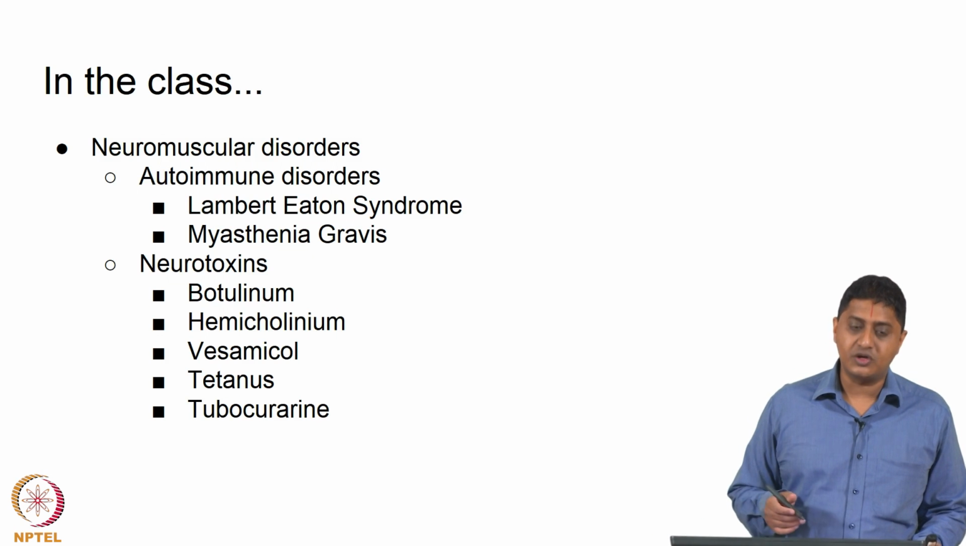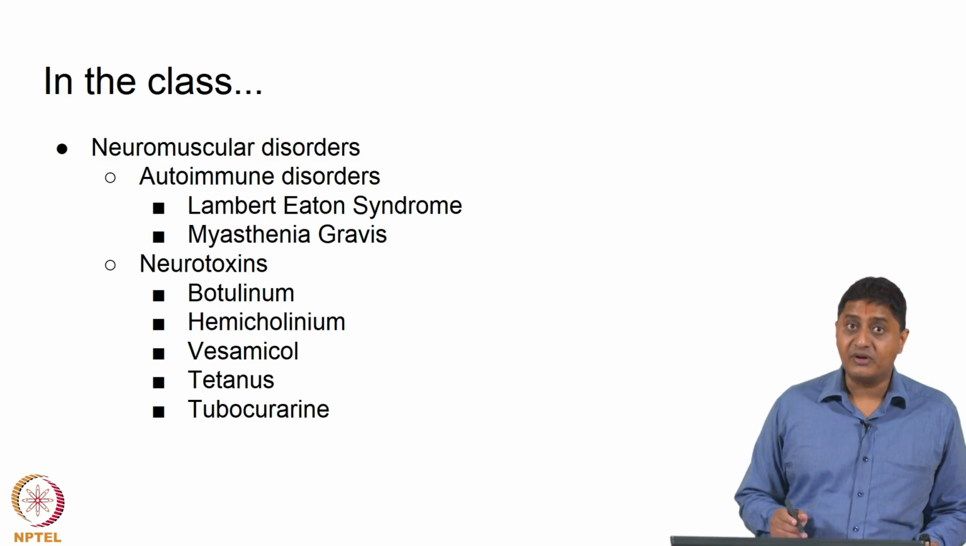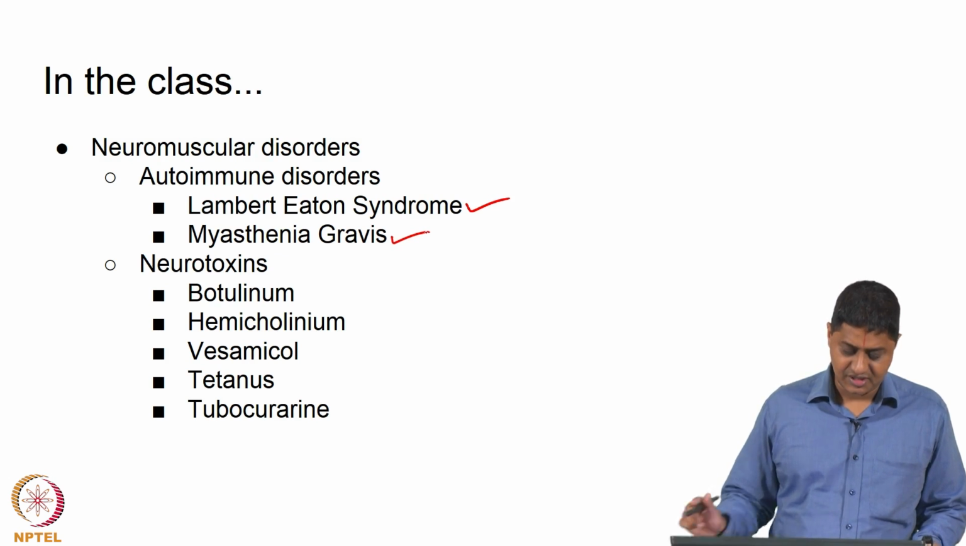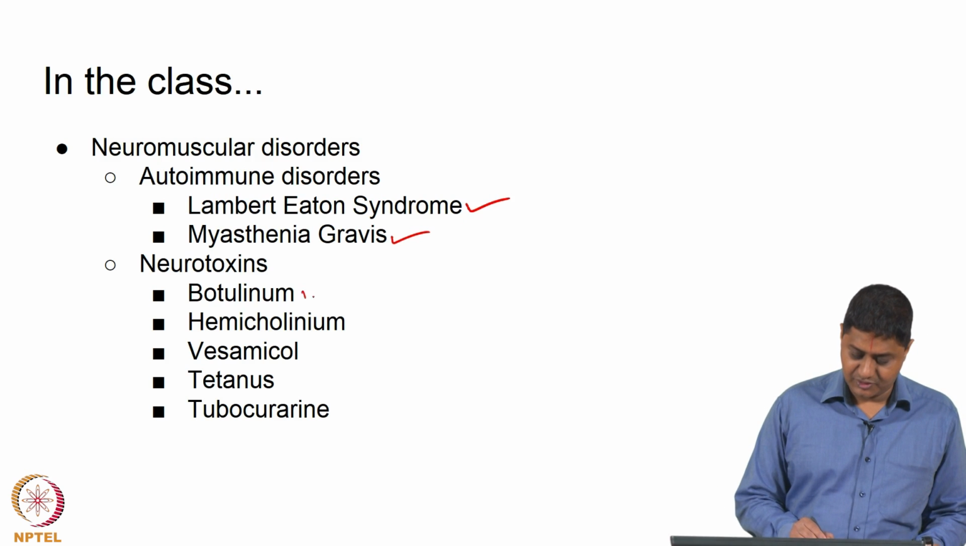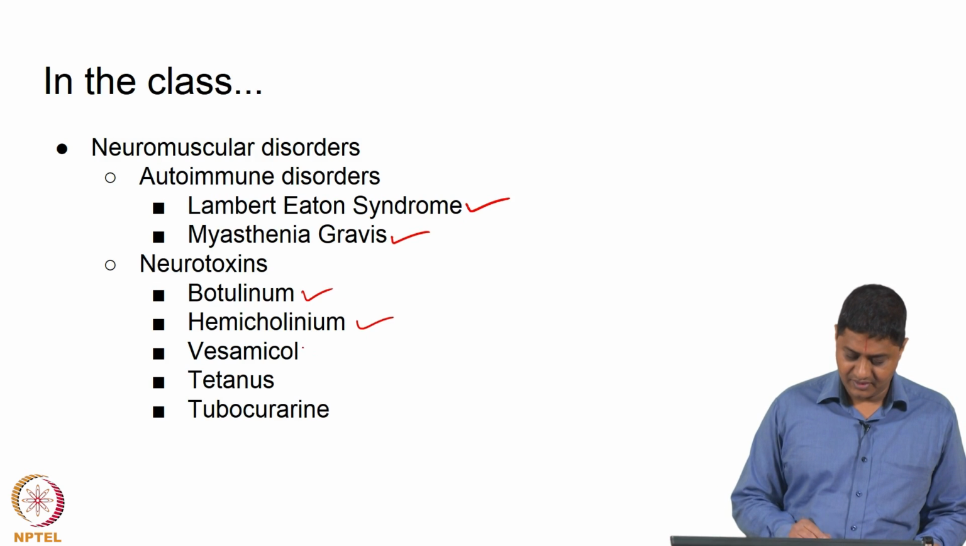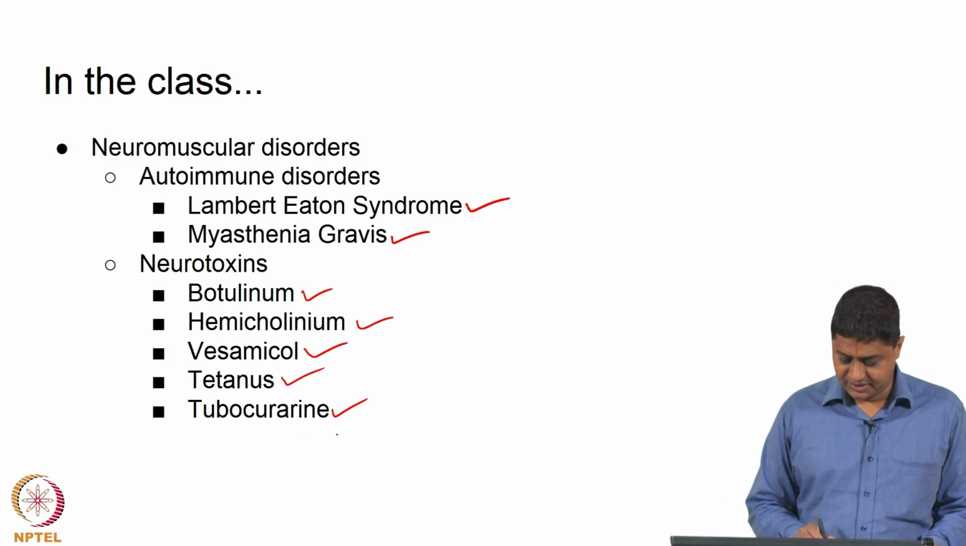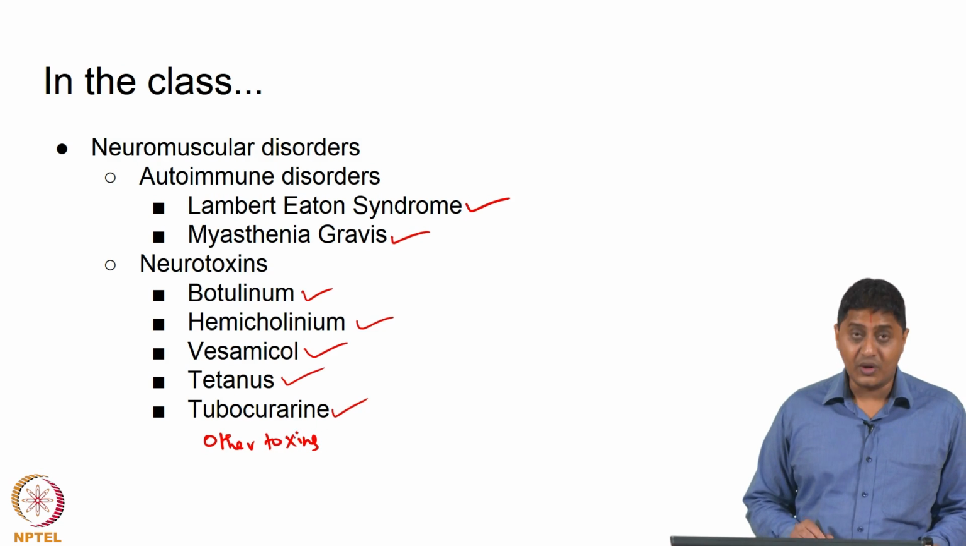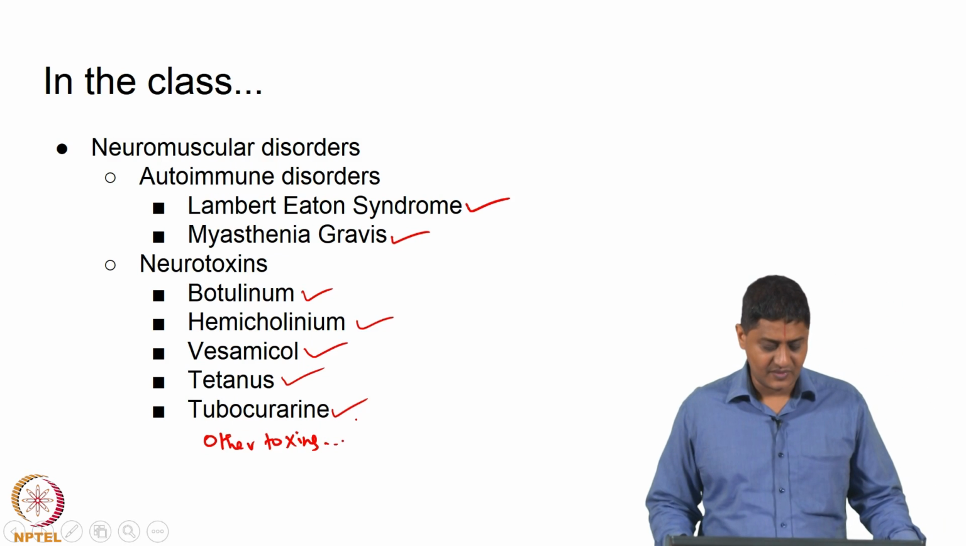Specifically, we will discuss two autoimmune disorders, Lambert-Eaton syndrome and Myasthenia gravis, and then we will be discussing the role of toxins in affecting the function of the neuromuscular junction. There are several such toxins: botulinum toxin, hemicholinium, vesamicol, tetanus, and other toxins whose mechanisms and actions we do not discuss in this class.